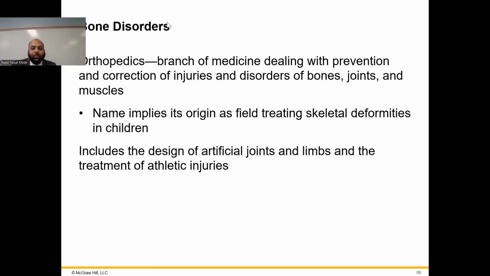We end with the bone diseases. First of all, we have orthopedics. Orthopedics is the branch of medicine dealing with the prevention and correction of injuries and disorders of the bone, joints, and muscles. The name implies its origin as a field treating skeletal deformities in children.